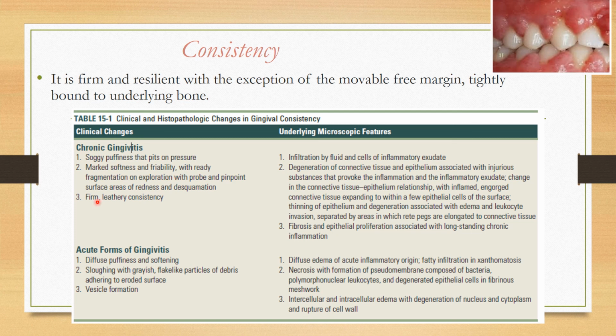Then in case of fibrotic changes and gingival enlargement, you can see a firm leathery consistency. It is due to fibrosis and epithelial proliferation. Acute gingivitis with diffuse puffiness and softness can be seen in acute inflammatory origin. And sloughing with grayish flake-like material is because of the pseudomembrane in case of NUG, that is acute necrotizing ulcerative gingivitis. Vesicle formation also can be seen in that acute type of gingivitis. It is intracellular edema with degeneration of nucleus and cytoplasm and rupture of cell wall.